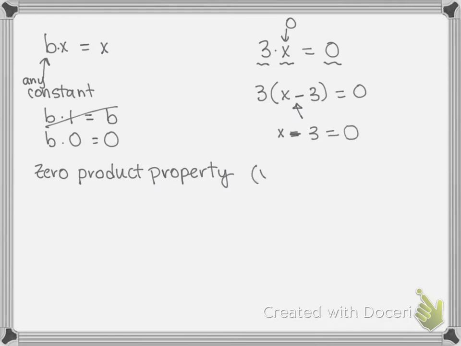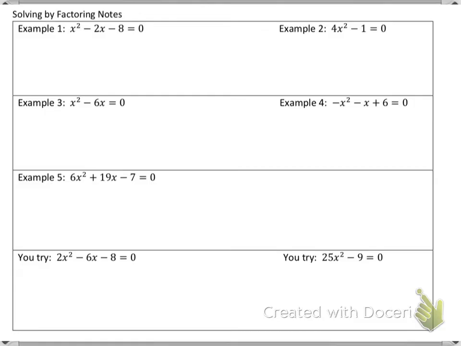If I had x minus 5 times x plus 1 equals 0, then we have two options. Either x minus 5 equals 0 or x plus 1 equals 0. If we need our answer to be 0, then either one factor or the other must equal 0. Because to get a product of 0, one of the numbers must equal 0, or one of the factors must equal 0. Okay, so we're going to use that idea when we solve these equations by factoring.